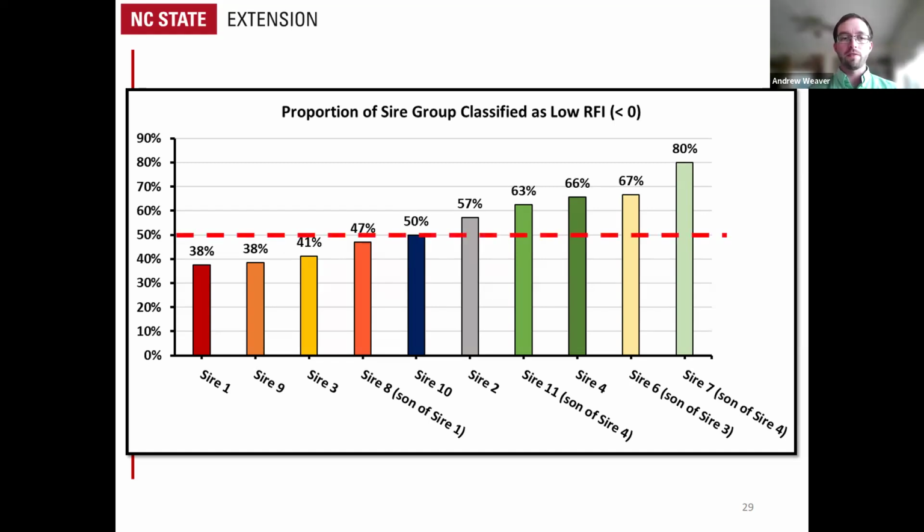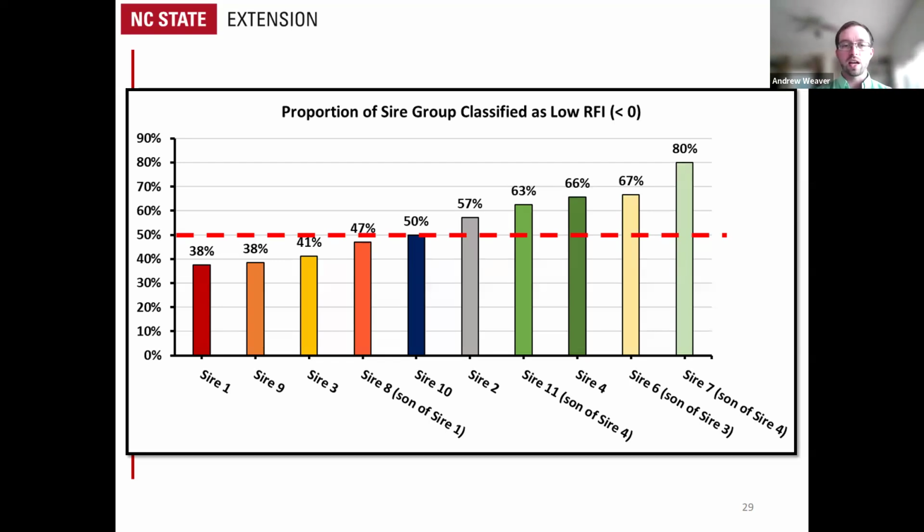So if we look at the 50th percentile there, those sire groups that are less than 50%, that means less than half of their progeny are ending up as low RFI, which means the majority of their progeny are high RFI or inefficient animals, as opposed to the other end of the spectrum on the right side of the graph there, where like sire 7, for example, who's a son of sire 4, 80% of his progeny have ended up in the low RFI, negative RFI category as more efficient animals.